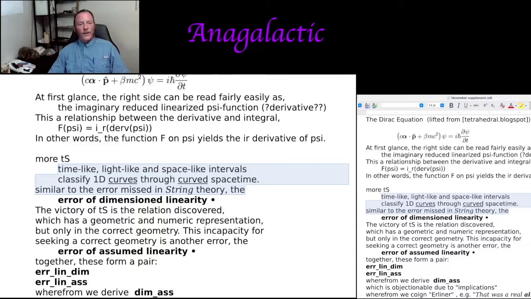Don't worry about understanding this. They classify 1D curves through curved spacetime, similar to the error missed in string theory. Okay, this line here, the error of dimensioned linearity, that's my discovery, and this one, the error of assumed linearity. These are the two mistakes that describe all of physics today. All of physics is based on these two errors.